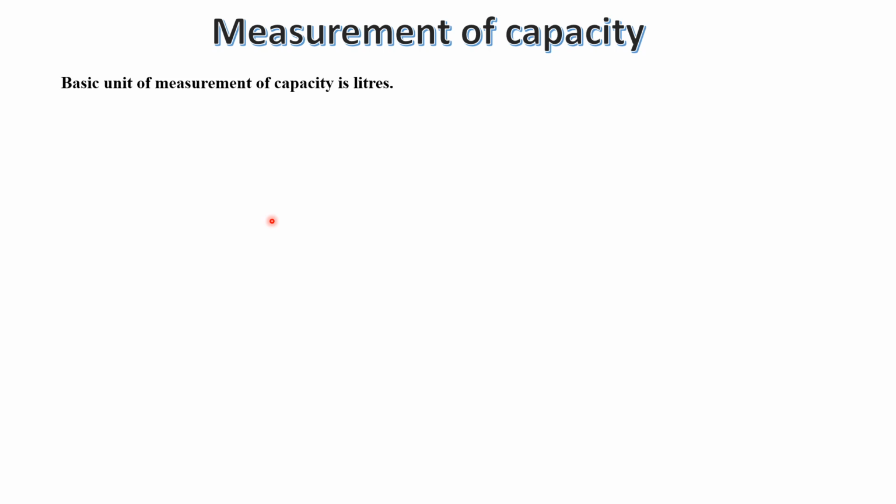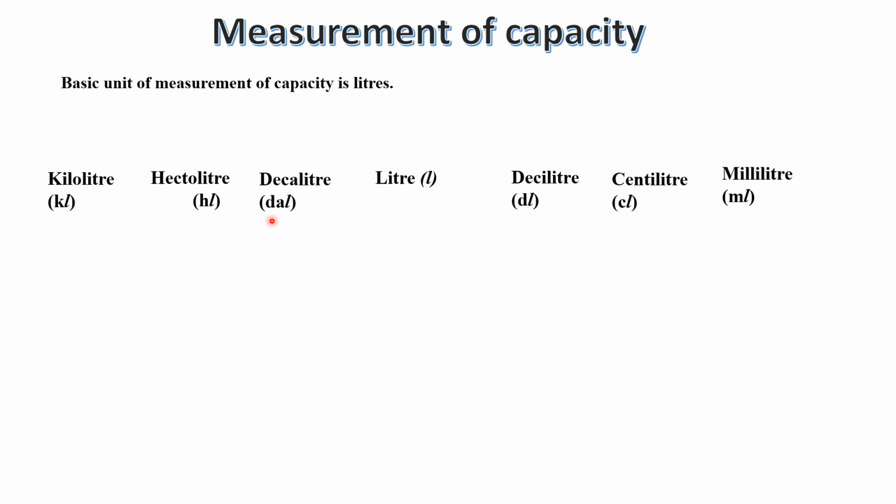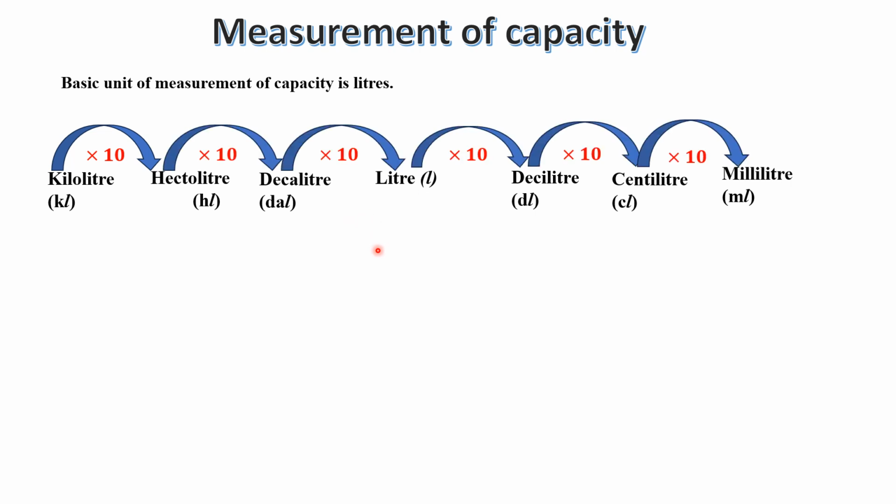So we know that the basic unit of measurement of capacity is liters. So now the metric chart will be kiloliter, hectoliter, decaliter, liter, deciliter, centiliter and milliliter. Again, when we have to convert bigger to smaller unit, we have to multiply by 10 in each step when you are moving to the right side. So each step you have to multiply by 10 here.